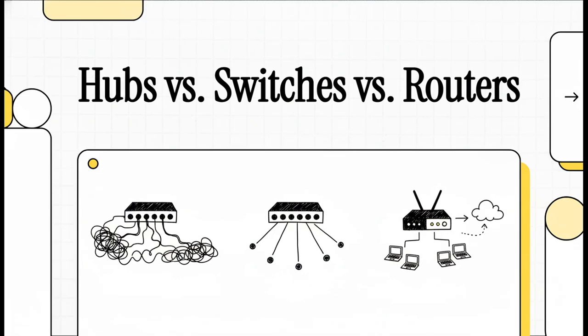All right, let's talk about hubs, switches, and routers. You've definitely heard these names before. In fact, I'm willing to bet you have one of these things blinking away in your house right now. So let's finally demystify what these little boxes, these fundamental pieces of our digital world, actually do.